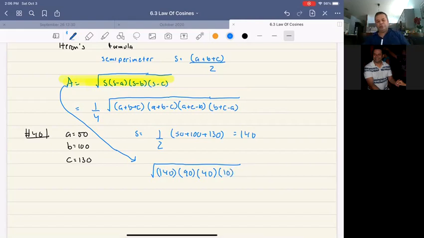Okay, so 140 times 90 times 40 times 10, square root, and I get 2244.99, which we're going to round to the nearest tenth. So that becomes 2245, and this is in inches. Okay, so square inches.